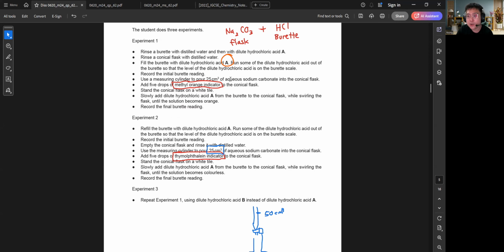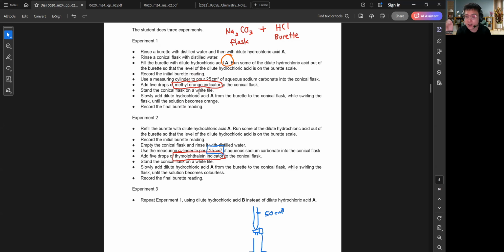Use the measuring cylinder to pour 25 cm cube of the sodium carbonate into the conical flask. And then add 5 drops of methyl orange. Why do we use methyl orange here? Like, why do we not use universal indicator? If they ever ask this, extra tip for all of you, it is because universal indicator has too many color changes between the different pH values, whereas methyl orange is just two. It either shows one color when it is acid or another color when it is alkali.